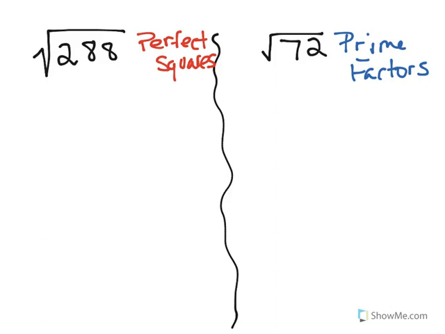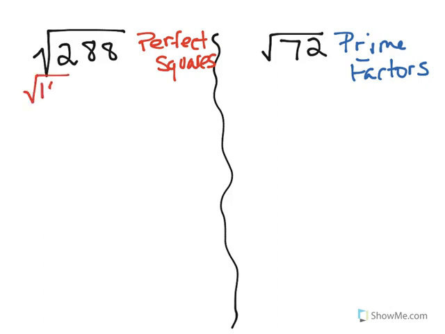If it gives you a decimal, then we need to reduce it or simplify it using one of these two methods. Now this first one here is probably the faster method by using perfect squares. It's recognizing that there's a perfect square that is a factor of this number. So actually, if you know your perfect squares up to 12, you could use your calculator and divide some of them out.